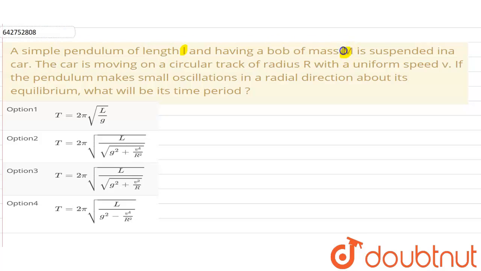Hello everyone, so our question is: a simple pendulum of length L and having a bob of mass m is suspended in a car. The car is moving on a circular track of radius r with a uniform speed of v. If the pendulum makes small oscillations in a radial direction about its equilibrium, what will be the time period?